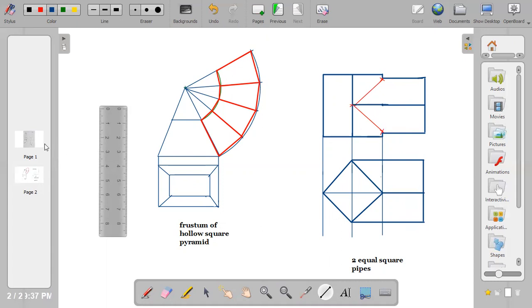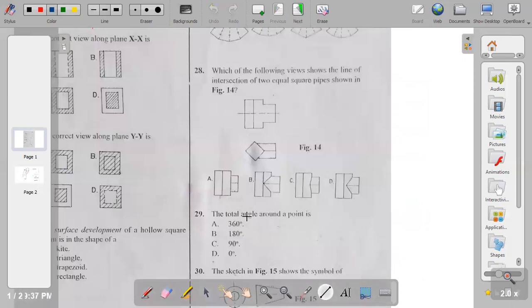So let's go back to the answer to see the correct answer. A is wrong, B is correct, C is wrong, D is when you have unequal type. Question 29. So 28 is B.